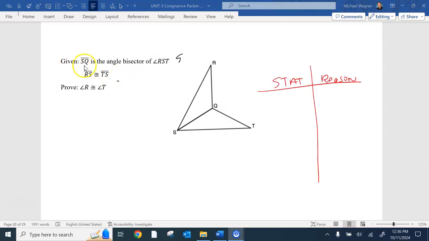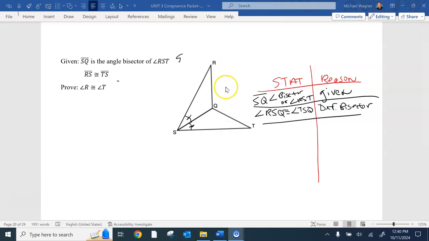Okay, so the first given is SQ is the angle bisector of RST. So SQ is this line right here. It bisects RST, so that's from here to here. So that means it cuts it in two equal angles like that. So I'm going to mark that up first, and it's going to be given.